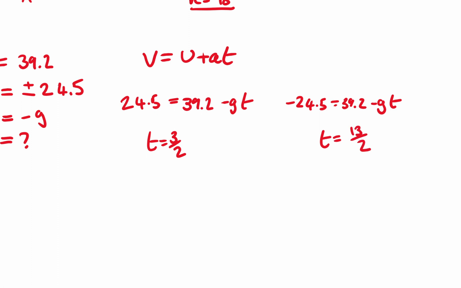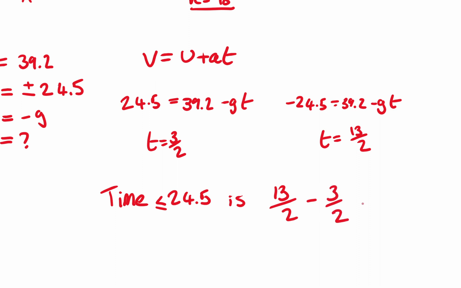And as previously stated, the speed of the object is lower than 24.5 between these two instances, and therefore the time for which we are traveling lower than a speed of 24.5 is the time between these two instances. So 13 over 2 minus 3 over 2, leading to 5 seconds worth of time interval.